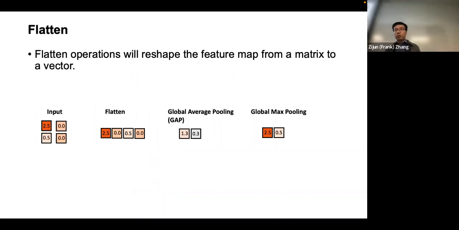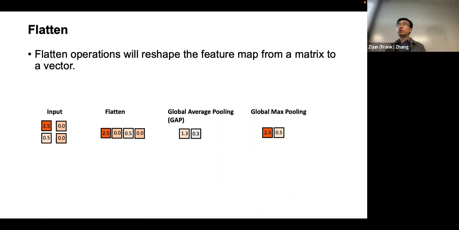Yeah. So after convolution and pooling, the last thing that is specific to a convolutional neural network is called the flatten operation. The flattening operation will basically reshape the feature map from a matrix to just a vector. Remember that after our max pooling, this is our updated feature map, which is a 2x2 matrix. In the simplest form of flattening, we can just reorder them, right? So from this 2x2 matrix, we can reorder them into a 1x4 vector. And this is called flatten. This doesn't result in any information loss because you just reorder it so that it's a vector.